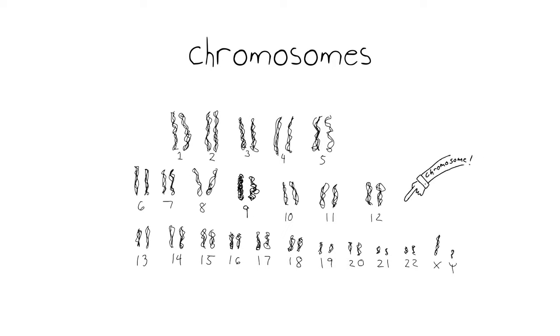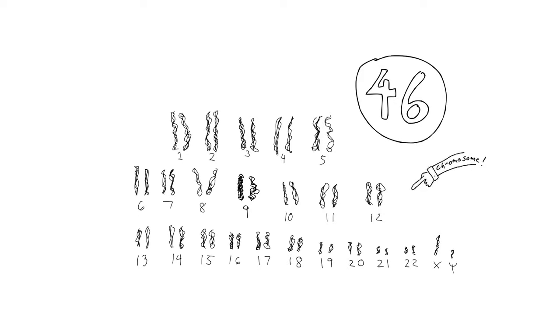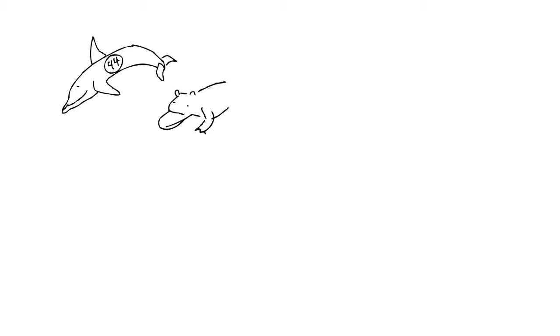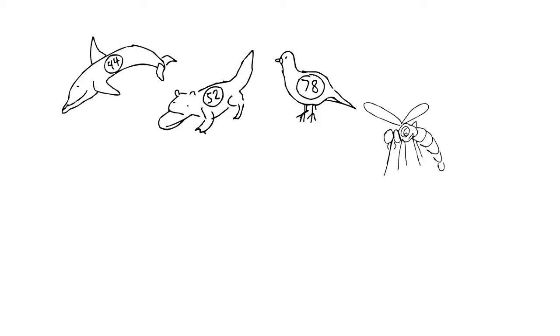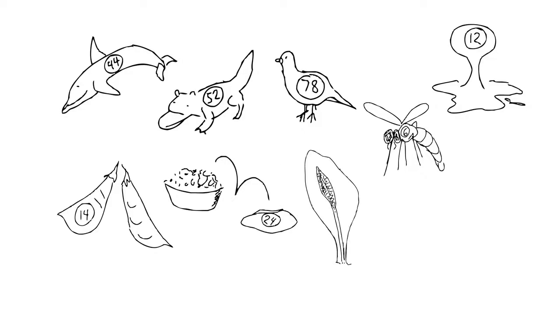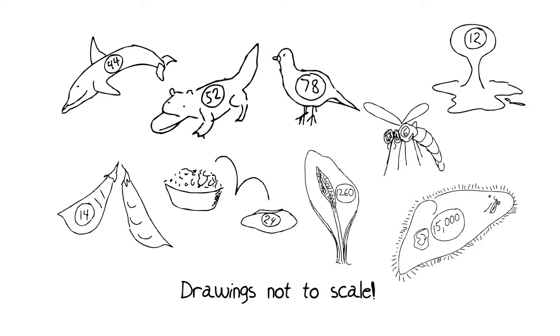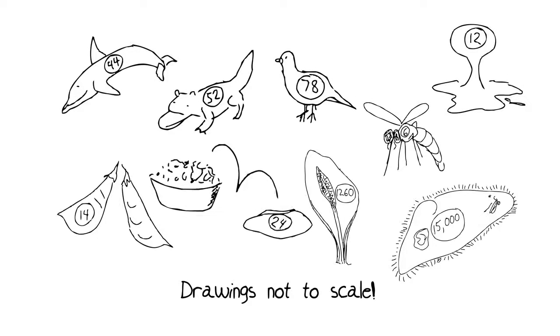The number of chromosomes varies from species to species. Humans have 46 chromosomes, but dolphins have 44. A platypus has 52. A dove has 78. A mosquito has 6 bitey little DNA molecules. A slime mold has 12. Peas have 14. Rice has 24. The adder's tongue fern has 1,260. And there are some kinds of single-celled microbes that are said to have more than 15,000 tiny little chromosomes in each cell. You can see that chromosome number isn't directly related to the complexity of the organism.